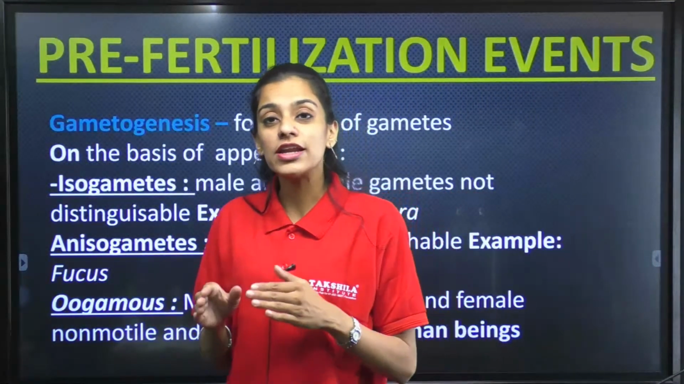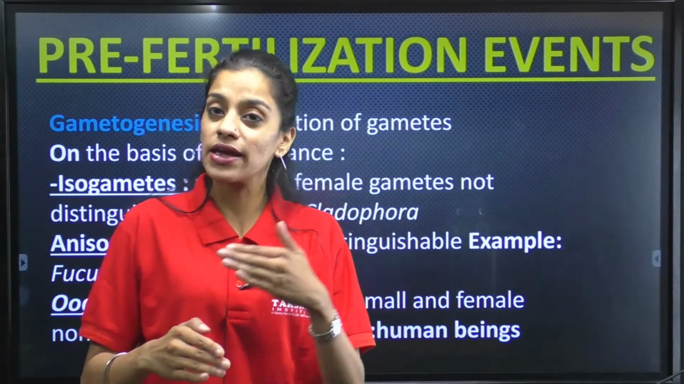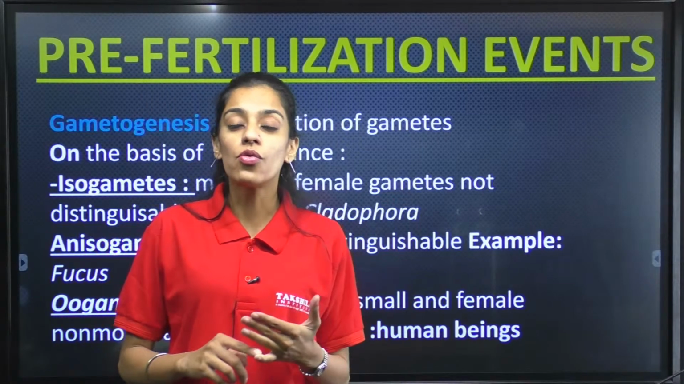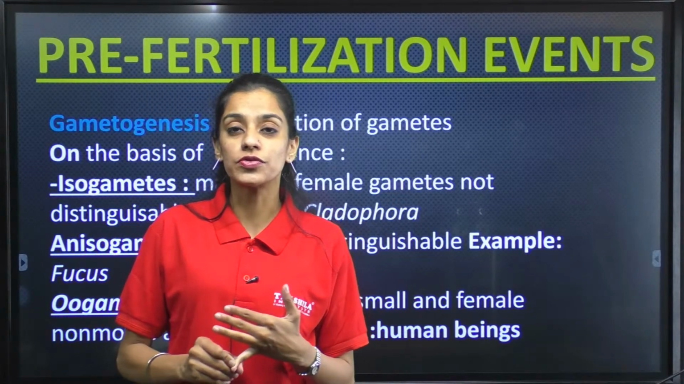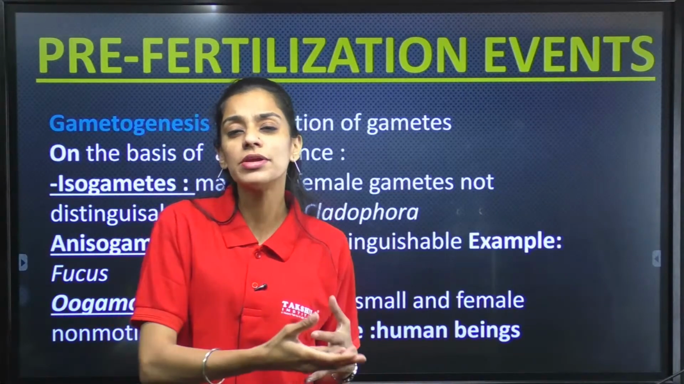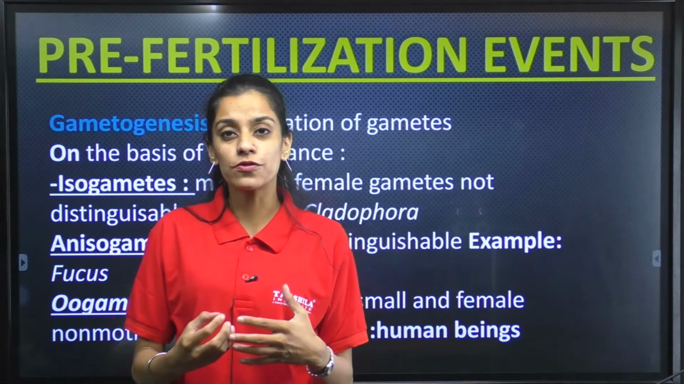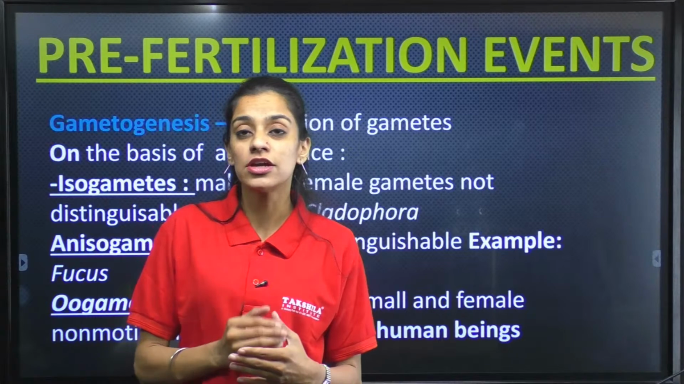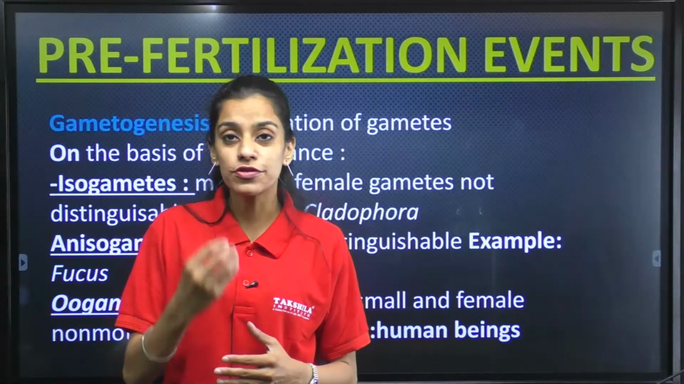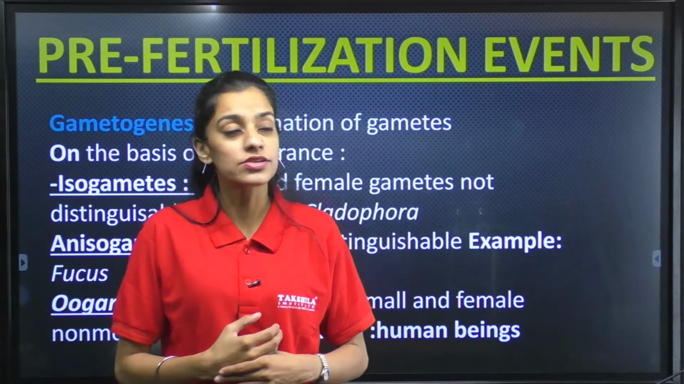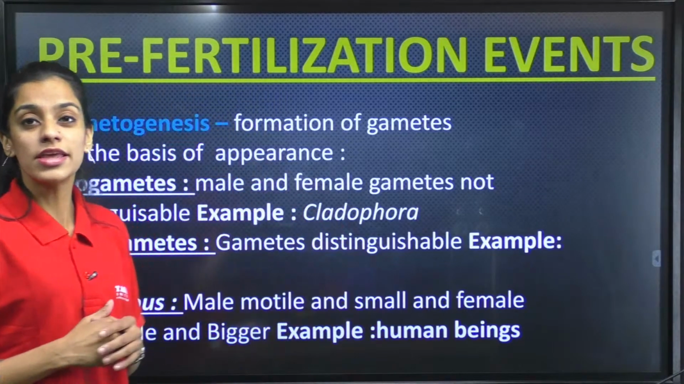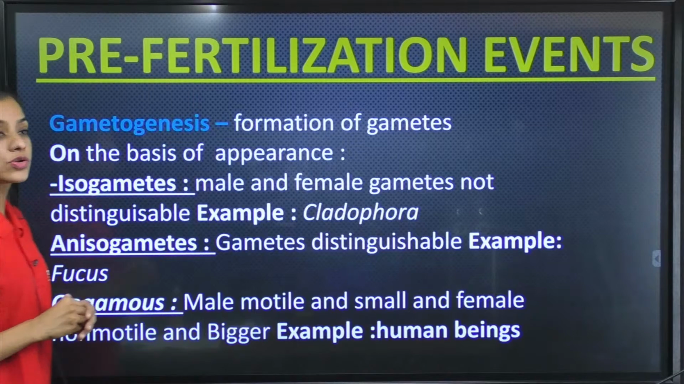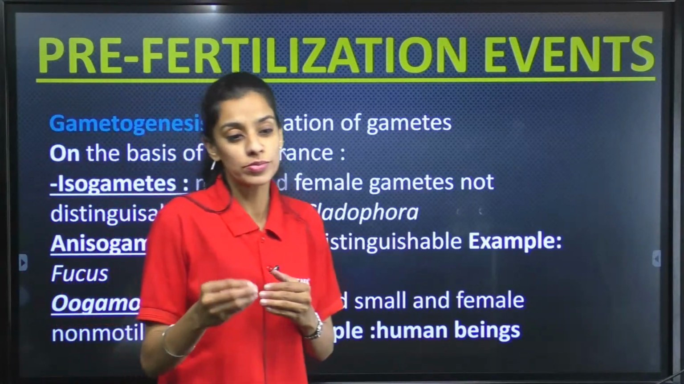अब fertilization होने से पहले के events क्या है? सबसे पहले जो होगा वो होगा that there will be formation of the gametes. Obviously, without gametes, how could the sexual mode of reproduction take place? तो इसीलिए first event जो है that is your gametogenesis. So gametogenesis is referred to as the process of formation of gametes.